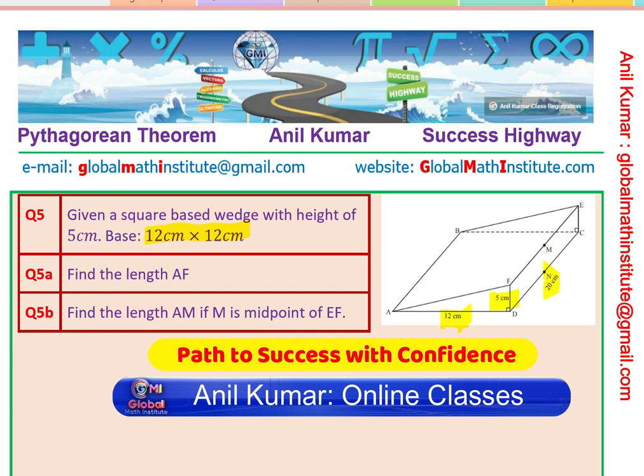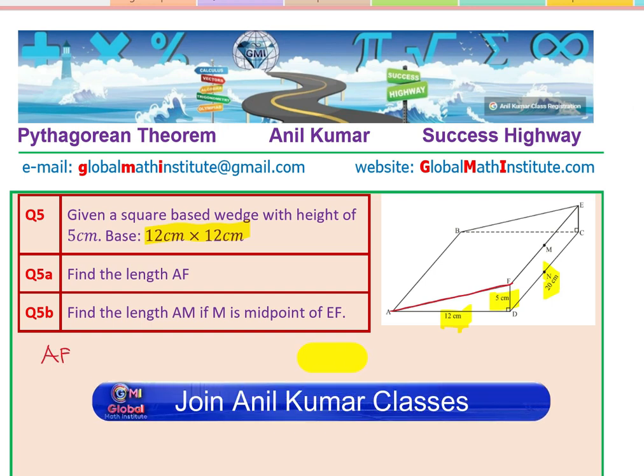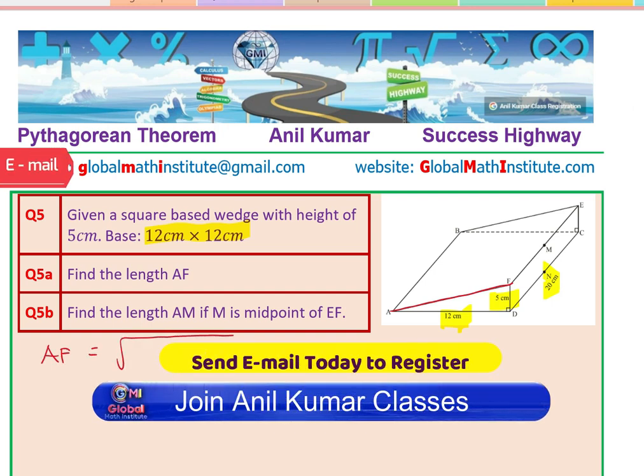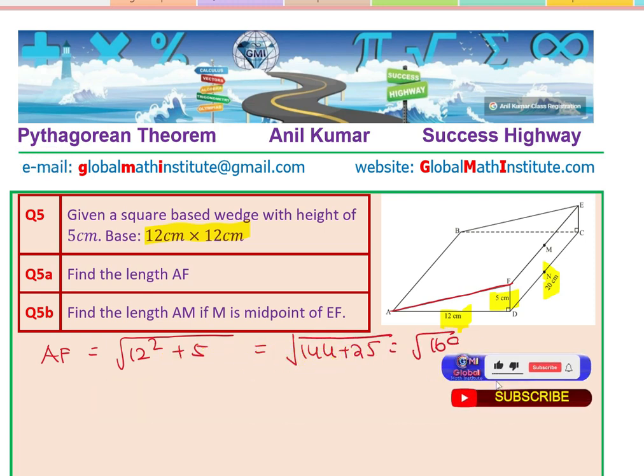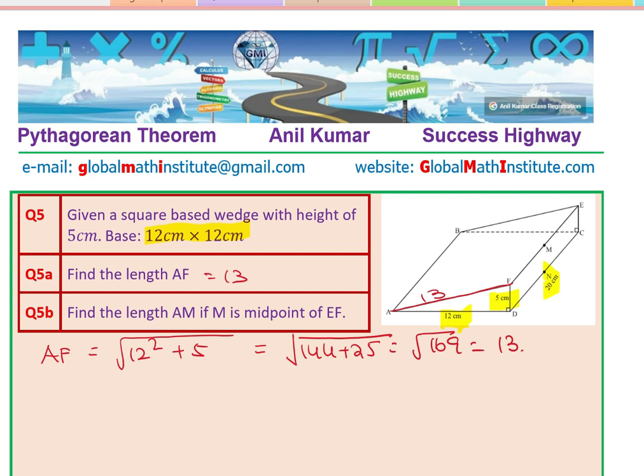Now A to F is this particular length, right? So we can easily find A to F as equal to square root of, being hypotenuse, 12 square plus 5 square, right? So that gives you 144 plus 25, or square root of 169, which is indeed 13 exact value. So we got this as 13. Perfect. Now, AF is 13 for us. Find the length A to M, where M is the midpoint of EF.